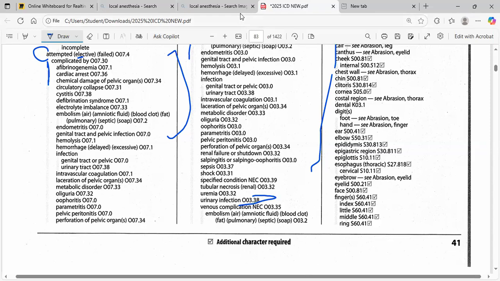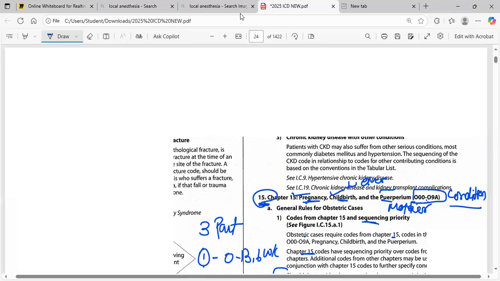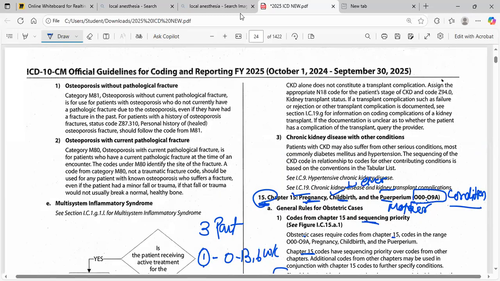Okay, now let's move to the guidelines. Or do you want to do any other question now? Do you want to attempt one more question, or shall we move to the question? Okay, let's do the question together.